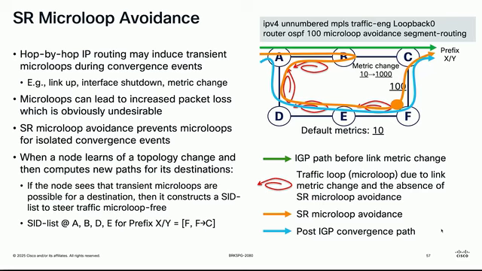So that's where SR micro loop avoidance comes in the picture. Once enabled, as soon as there is a change in topology, router B at that time would start calculating an alternate loop-free path, which in this case will still be via F. So we highly recommend that you enable both TI-LFA and SR micro loop avoidance in your network.